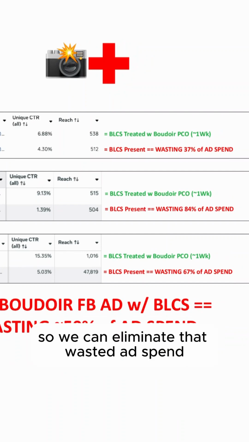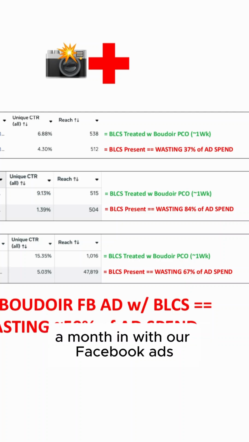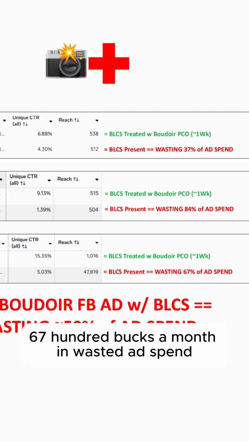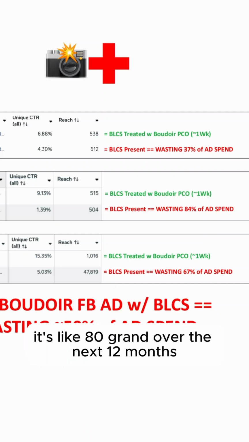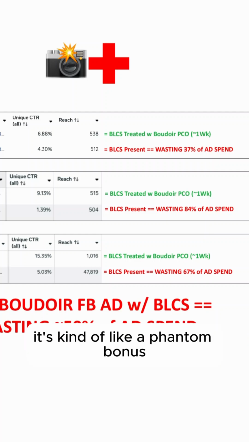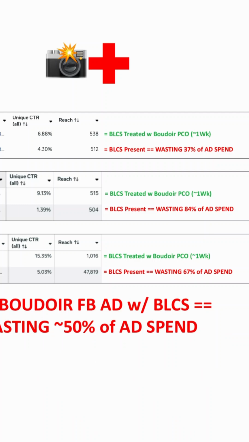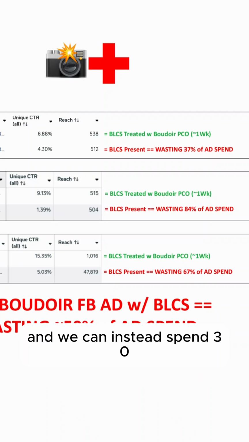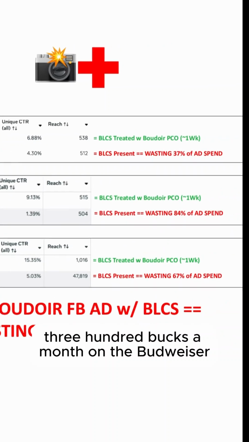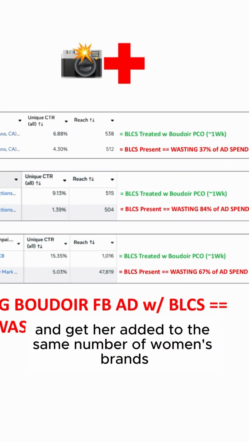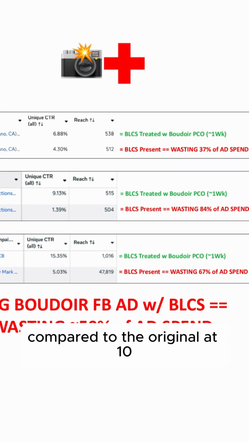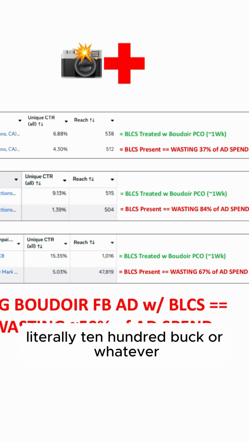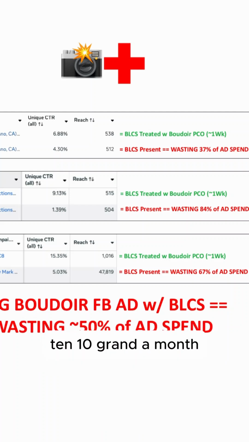So we can eliminate that wasted ad spend. So if you're spending 10 grand a month in Boudoir Facebook ads, we can eliminate that 6,700 bucks a month in wasted ad spend. And you can pocket that. It's like 80 grand over the next 12 months. It's kind of like a phantom bonus. And we can instead spend 3,300 bucks a month on the Boudoir Pico treated ad and get our ad into the same number of women's brains at 3,300 bucks a month compared to the original at 10 grand a month.